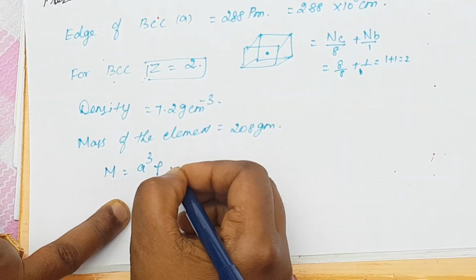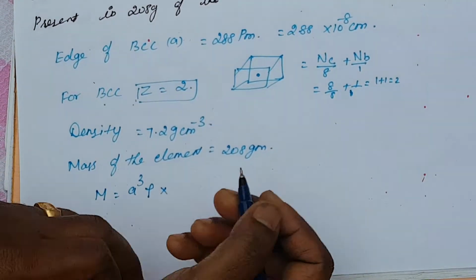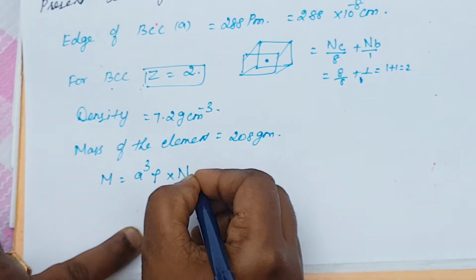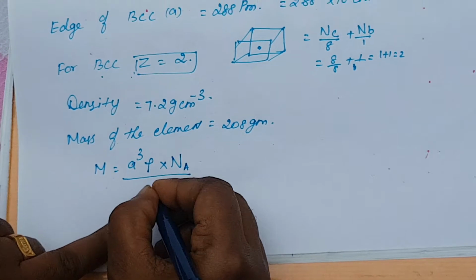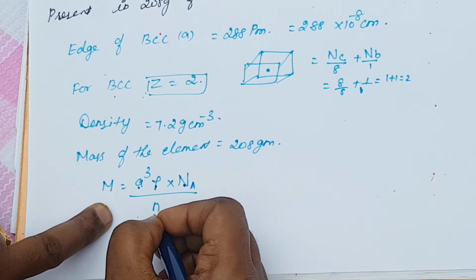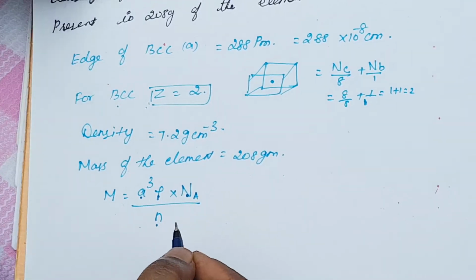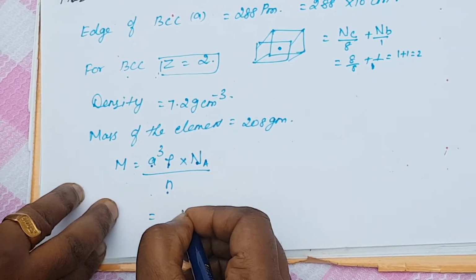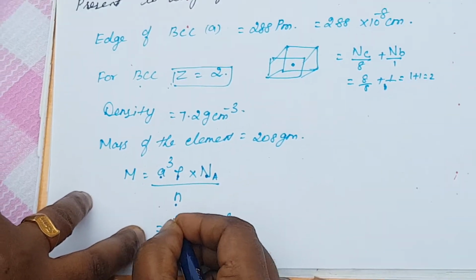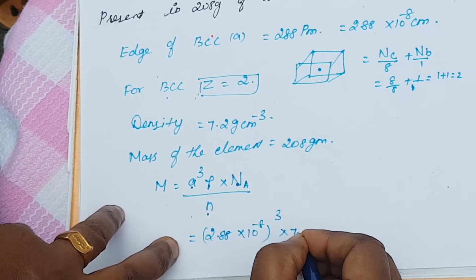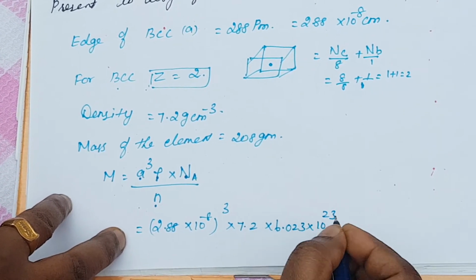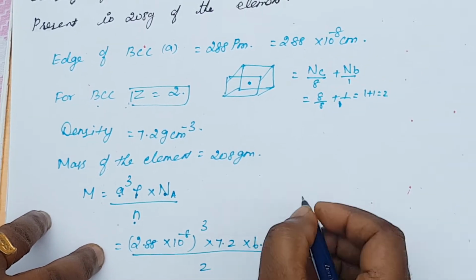Before going to calculate the packing fraction, M, the molecular mass of this element, is equal to a cube, the edge length, times rho, the density, times Na, the Avogadro number, divided by N, the number of atoms per unit cell. Now you substitute that value: 2.88 into 10 power minus 8, the whole cube, into 7.2 into 6.023 into 10 power 23, divided by 2.